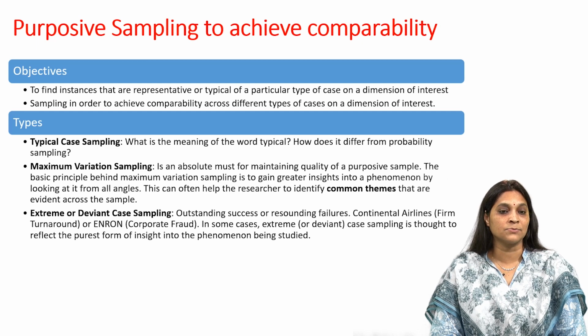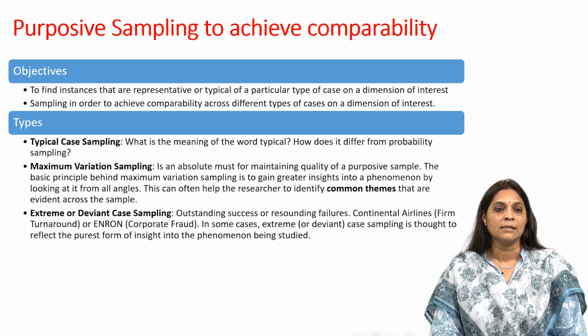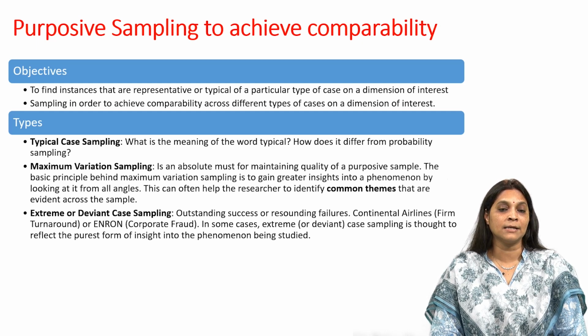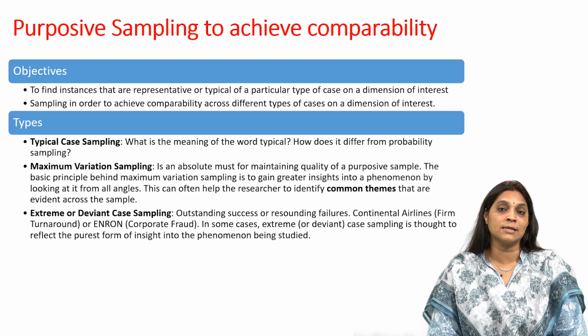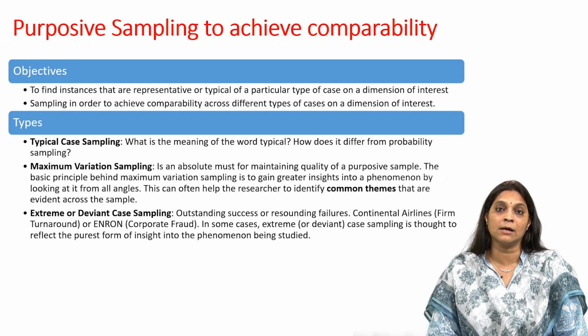Now let's come to the next, which is maximum variation sampling. Maximum variation sampling is probably very important in purposive sampling, because that will reduce the possibility of biases that a non-probabilistic sampling can have. Now what is the meaning here? The basic principle behind maximum variation sampling is to gain greater insights into a phenomenon by looking at it from different angles. Particularly when we are looking at Indian team members who have been a part of culturally diverse teams, we should be very careful about maintaining a wide range in terms of demography.